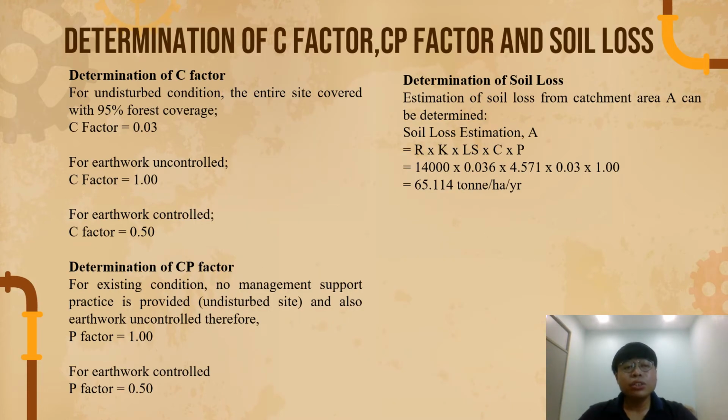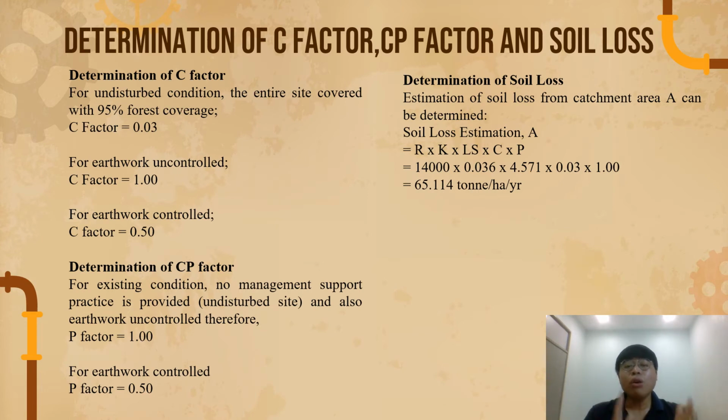Now, the determination of C factor, CP factor and soil loss. The determination of C factor: for the undisturbed condition, the entire site is covered with 95% forest coverage, and the C factor is 0.03. For earthwork uncontrolled, C factor equals 1, and for earthwork controlled, C factor equals 0.5. The determination of the CP factor: for the existing condition, no management support practice is provided, so it is an undisturbed site and also the earthwork controlled. Therefore, P factor is 1.0, and earthwork uncontrolled is 0.5.